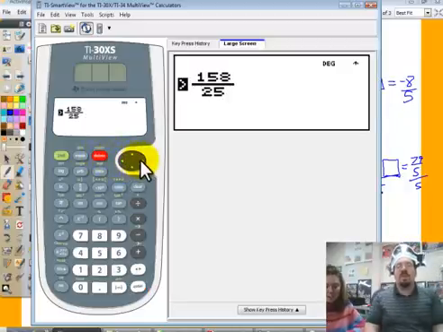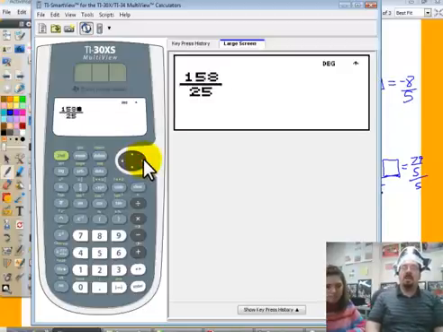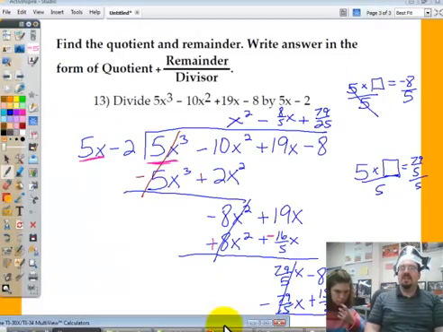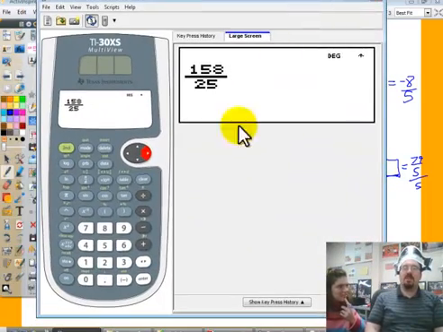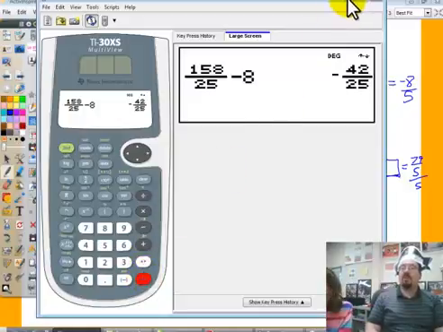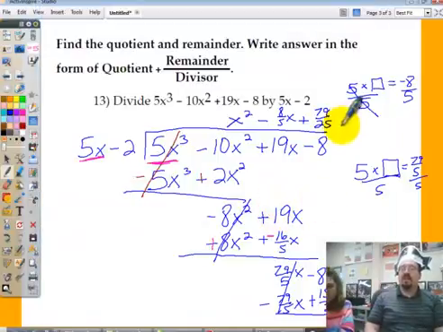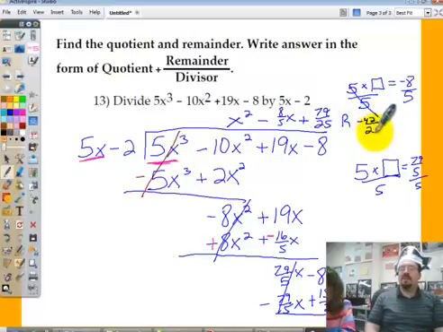There we go. So now I have that, and then I forget what I'm doing with it. I guess I'm combining it with negative 8, so I'll put minus 8. And that's going to be my remainder, negative 42 over 25. At this point, I'm just going to put R, negative 42 over 25.